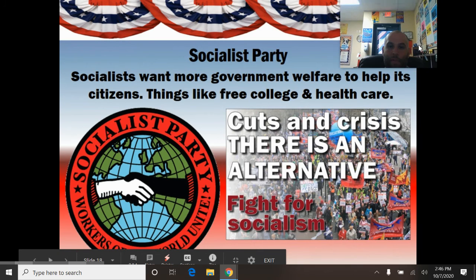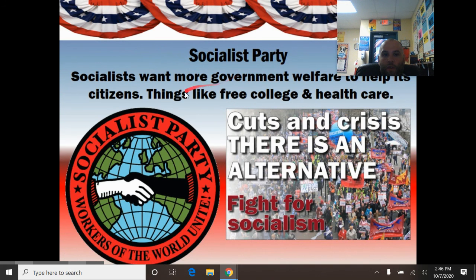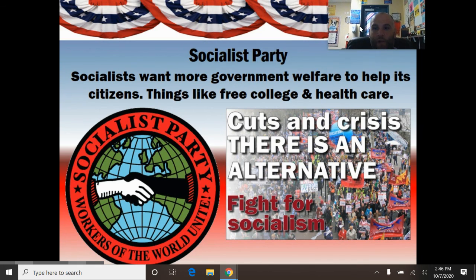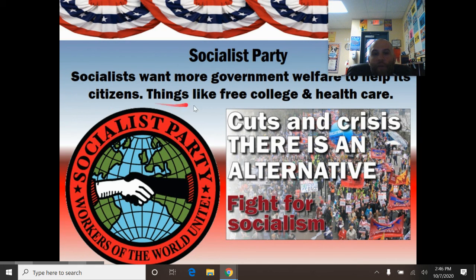Okay, this is another party you need to know. This is the Socialist Party. Socialists want more government welfare to help citizens, and they want to offer things like free college and health care. It's kind of a Republican or a Democratic leaning idea in that we want high taxes and we actually want government to control some sectors of society. So we want like government run healthcare, government run education, government run energy. And so government runs those things with higher taxes and they provide free services to people.